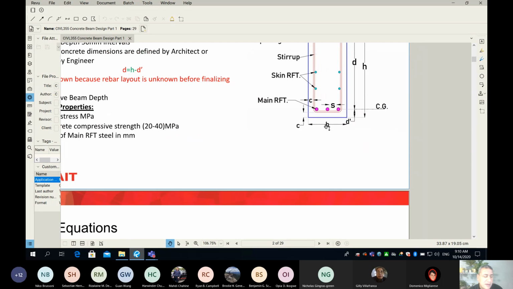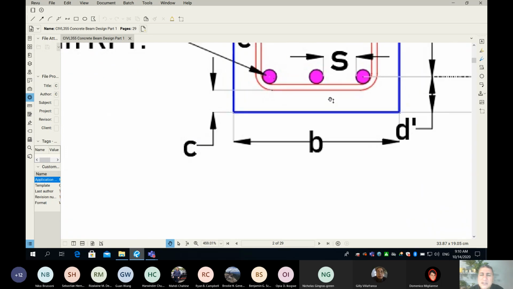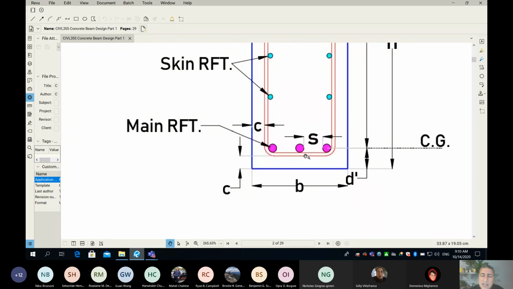Why 200 minimum? Let's zoom in at the bottom of our beam and see what we need to fit in my beam. You can see that in any beam, it's a must: we must have cover from each side. The cover depends on the durability requirement. And then we need a stirrup, so that's 10 millimeter, 10 millimeter.